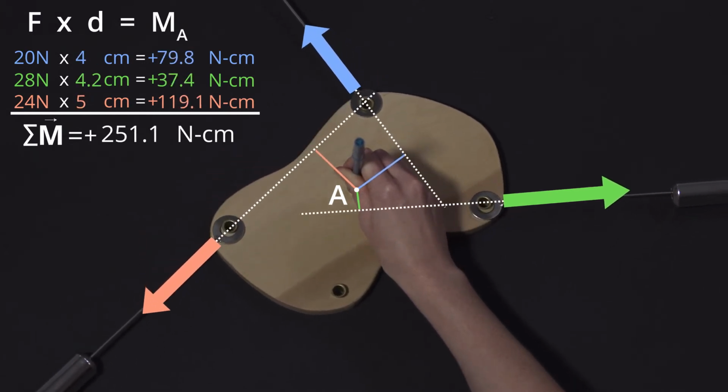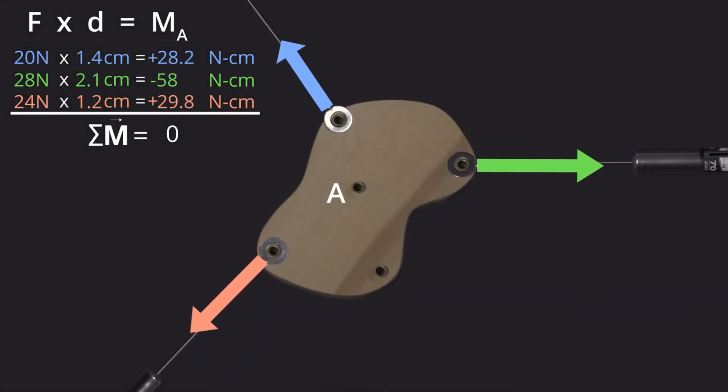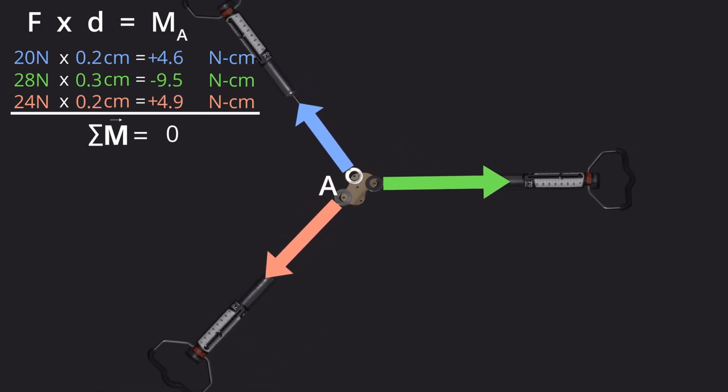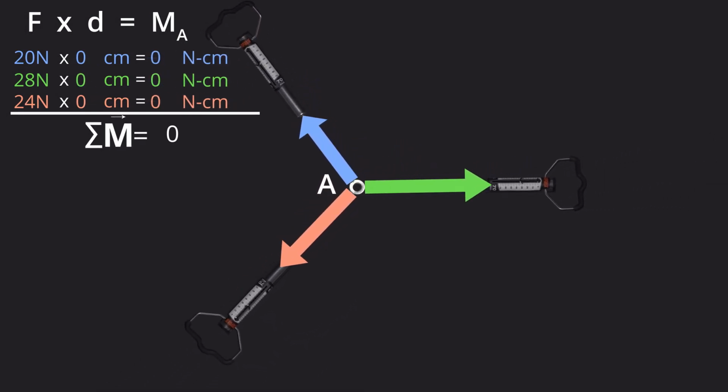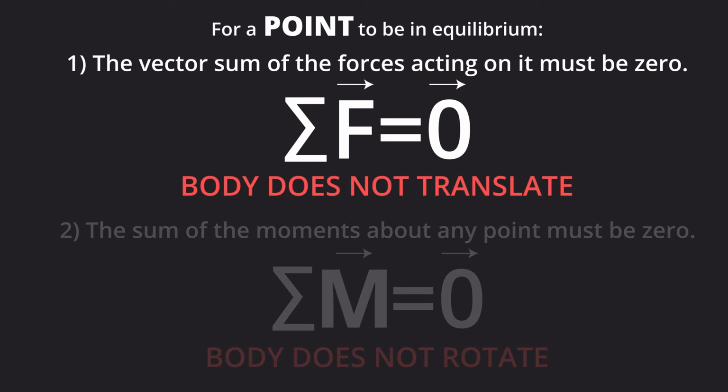As the body rotates, the perpendicular distances change. Eventually, the new distances are such that the total or net moment is zero. At that instant, the body stops rotating and it is in equilibrium. If we consider equilibrium of a point rather than a body, all of the distances in the moment calculation shrink to zero, and so the sum of the moments must be zero. That is why when we consider equilibrium of a point, we need only satisfy the sum of forces condition. The sum of moments criterion is automatically satisfied.